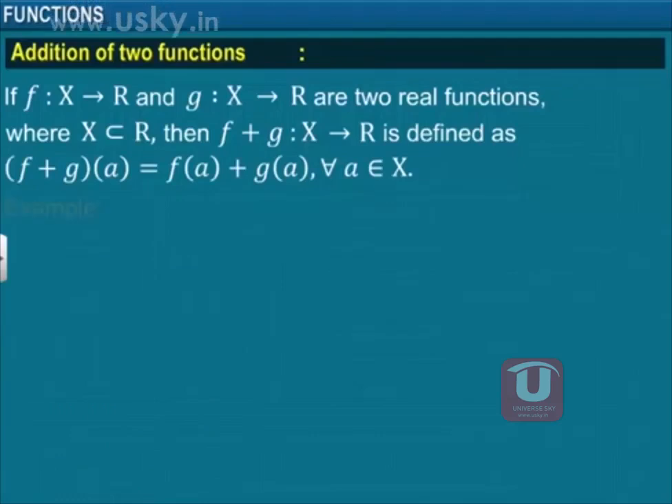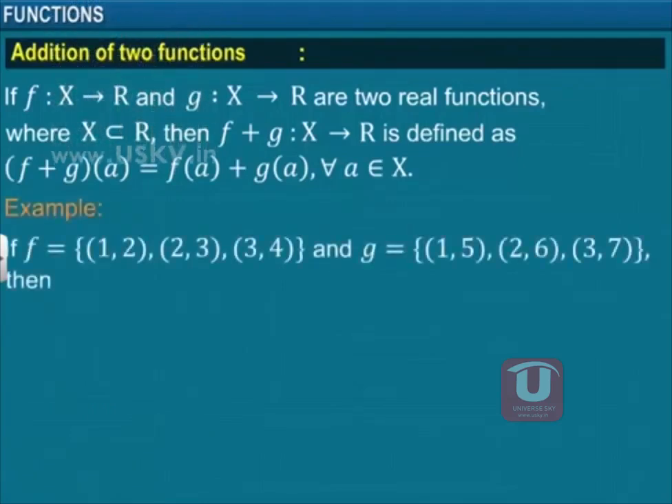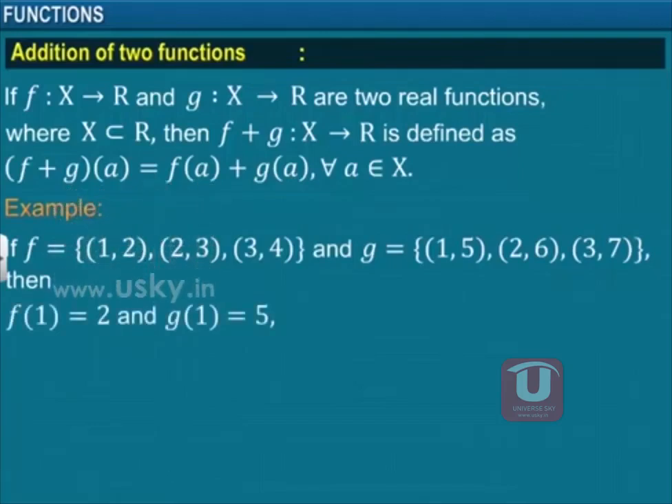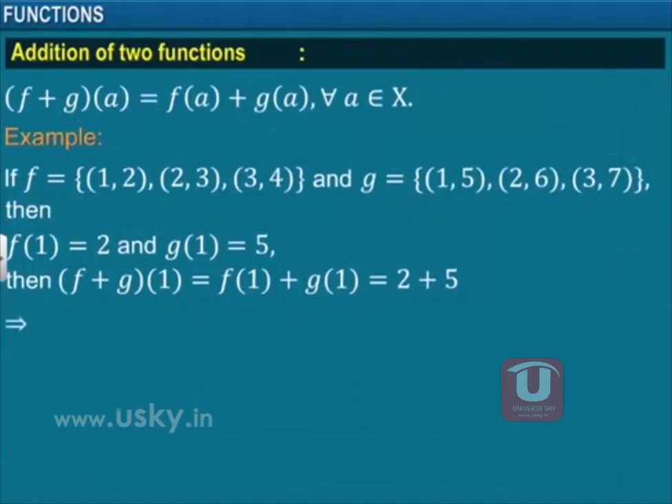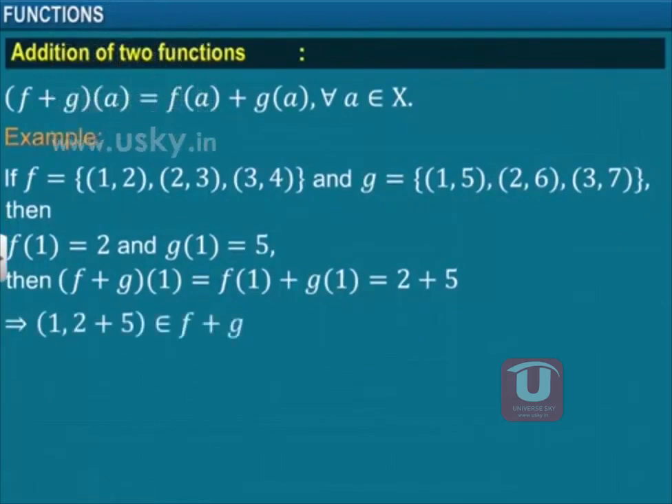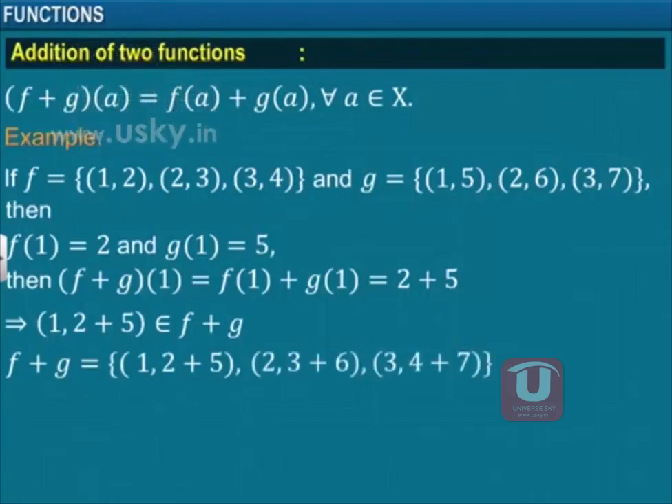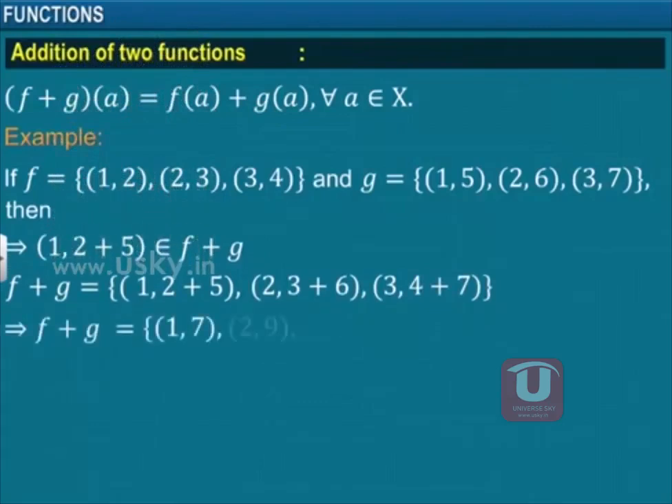Let f and g be the sets as shown. f of 1 is equal to 2 and g of 1 is equal to 5. Then (f plus g) of 1 is equal to f of 1 plus g of 1, that is 2 plus 5. This implies that the ordered pair (1, 2 plus 5) belongs to set f plus g. Similarly, you can get 2 more ordered pairs. Hence, f plus g has 3 ordered pairs: (1, 7), (2, 9), and (3, 11).